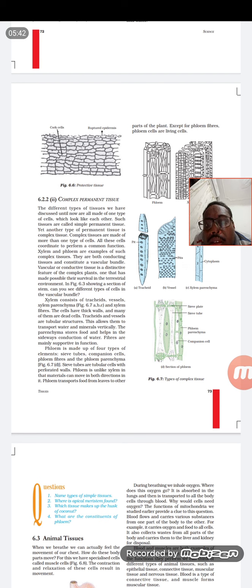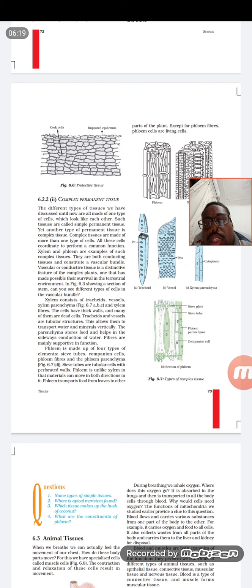So there are some questions given in your book. Name the types of simple tissues where the apical meristems are found, that means at the tip of the shoot and the tip of the root both. Which tissue makes up the husk of the coconut, where you can see the fibers? It is known as sclerenchyma. What are the constituents of phloem? You can write these questions in your book. And remember one thing, all the diagrams are important. Please draw the diagrams also.